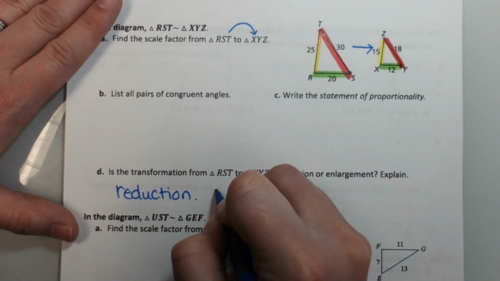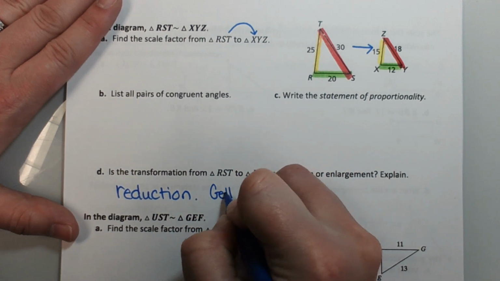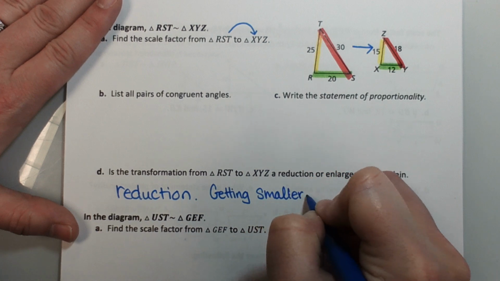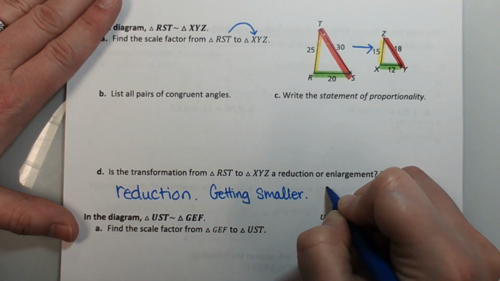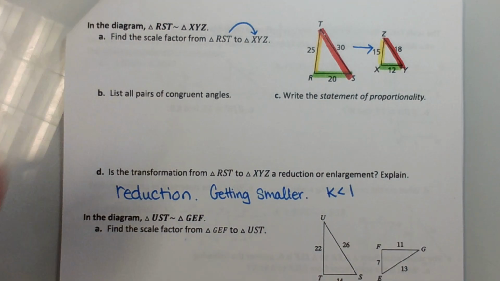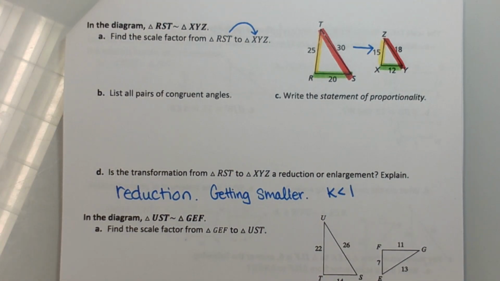Explain. You could say getting smaller, or the numbers are smaller. K will be less than 1. Now, we haven't found the scale factor yet, but it will be less than 1 when we find it. You're right, the numbers are smaller. That's how we could tell it was a reduction.